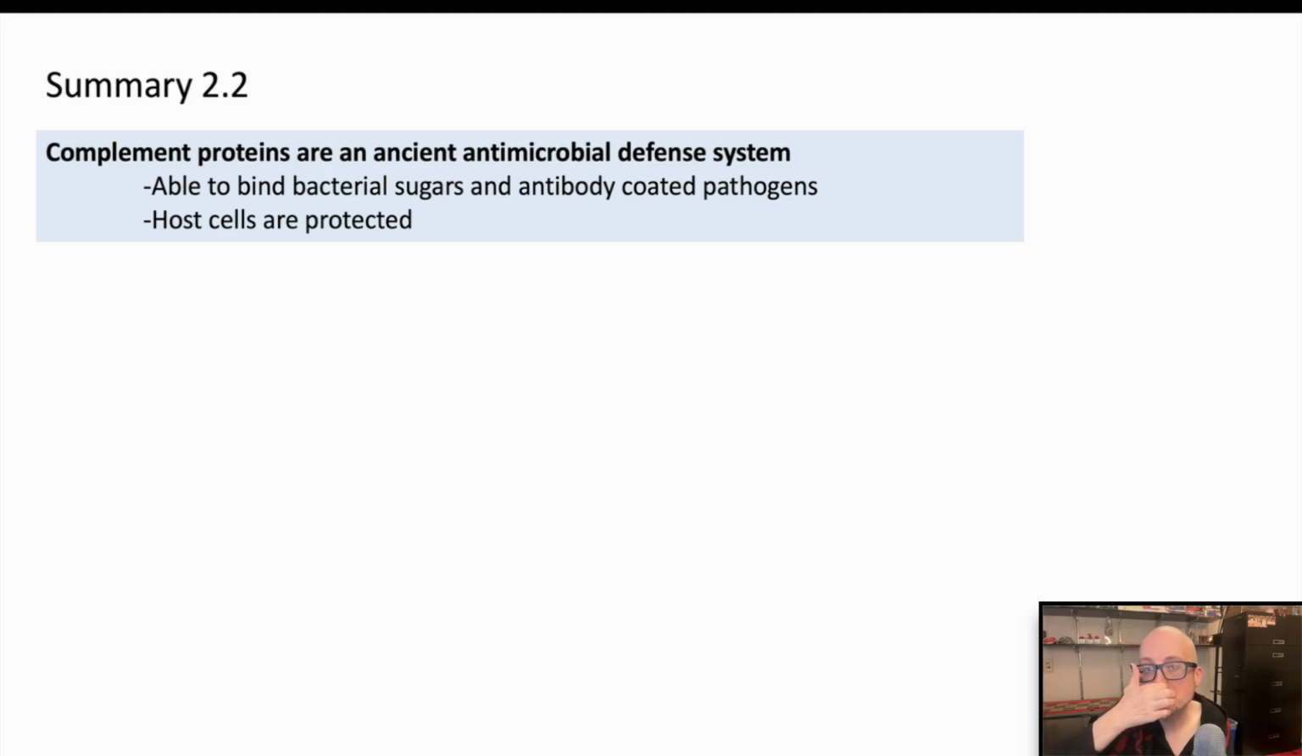So we learned that complement proteins are a really ancient and evolutionarily conserved antimicrobial defense system, and they are able to recognize various non-self entities such as bacterial sugars, or indirectly they can recognize non-self through interacting with antibody, which itself has coated a pathogen. And one thing that I did not go into is that host cells are protected. There are various mechanisms that prevent complement from binding to host cells and target it only to bacteria and other types of pathogens that we can recognize as non-self.